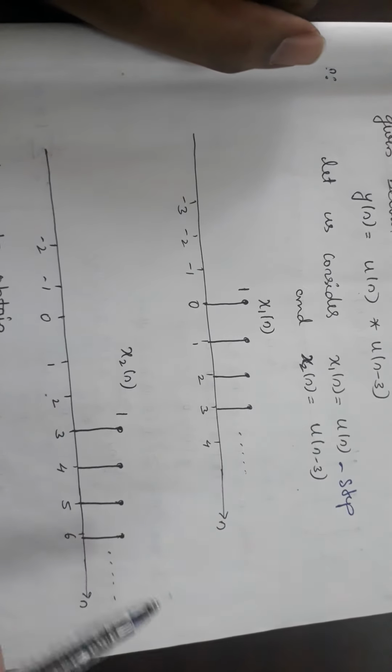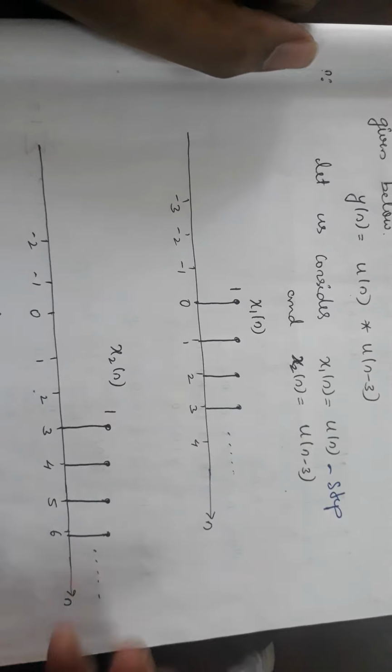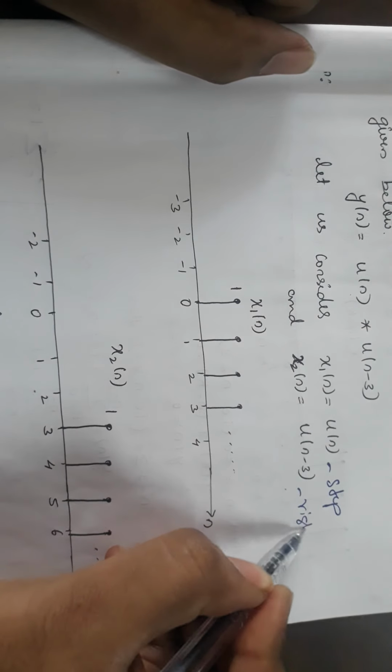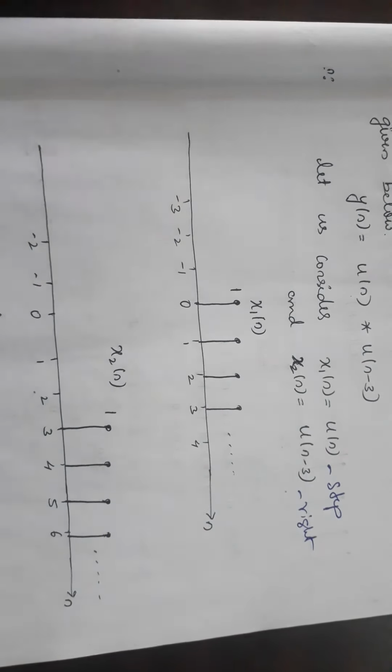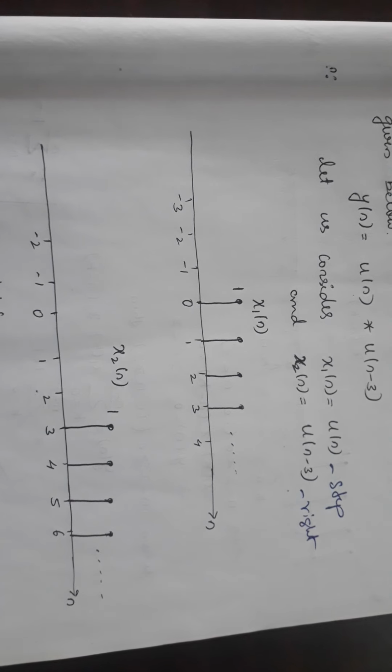Whereas x2 of n is u of n minus 3. It is a right shifted signal. So the signal is shifted to the right side by 3 intervals, and it will start from 3 to infinity. It is also a step signal, but a right shifted one, starting from 3 to infinity with the amplitude 1. This is your x2 of n. Okay. Now we have obtained x1 of n as well as x2 of n.